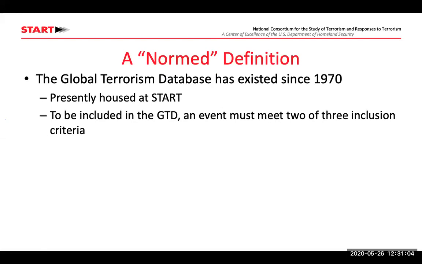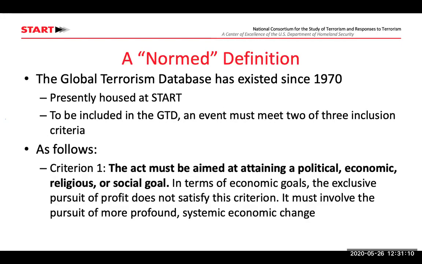And to be included in the GTD, an event has to meet 2 of 3 inclusion criteria. Briefly, the act must be aimed at attaining a political, economic, religious, or social goal. Now, they include economic goals, but they note that the economic goal can't be the exclusive pursuit of profit. It has to involve something more profound.